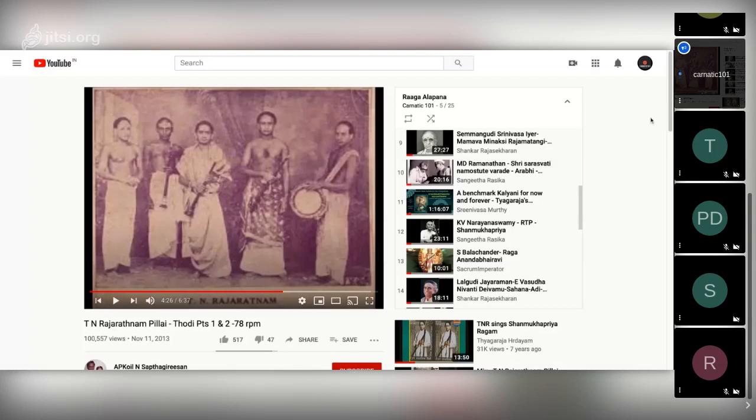She knows much better. As I said, Nadaswaram is something which you should listen to when it comes to Raga Alapana, and a lot of vocalists have taken inspiration from the Nadaswaram. Yeah, Meera. Right. Maybe to add to Sir's point, Nadaswaram music came from the temple sort of thing.